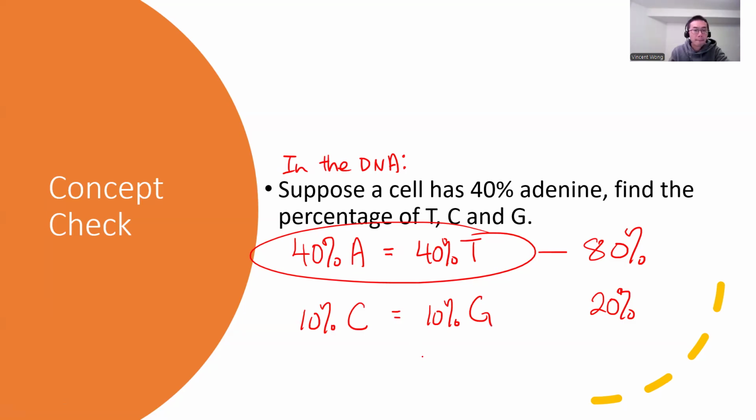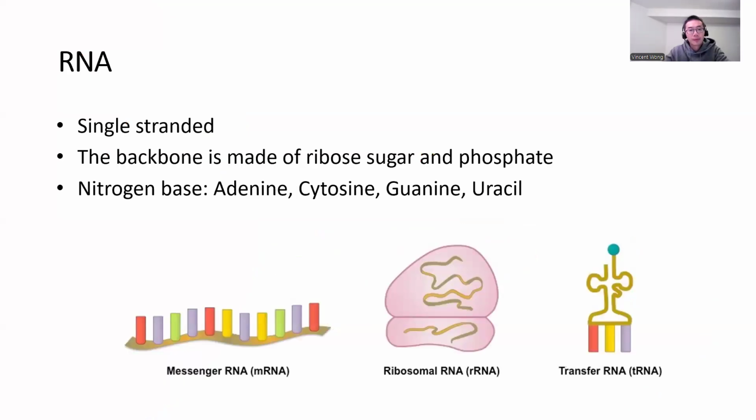All right. That's all. So that's DNA. Let's take a look at RNA. RNA is single-stranded. The backbone is made of ribose as opposed to deoxyribose sugar, and there's the phosphate as well. The nitrogenous base, or nitrogen base, is A, C, G, just like DNA, but RNA has uracil instead of thymine.